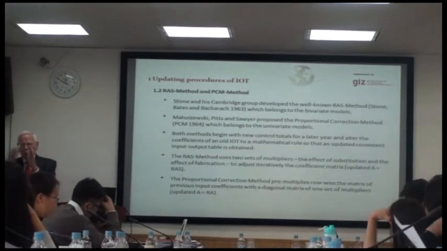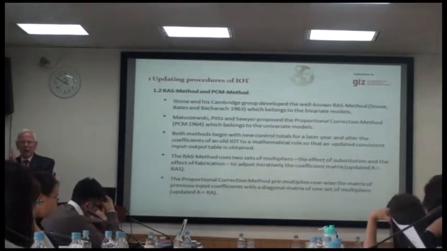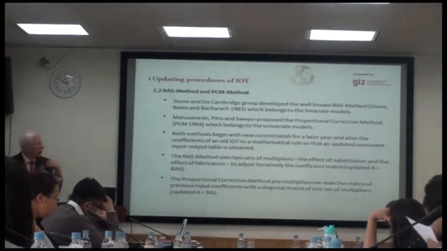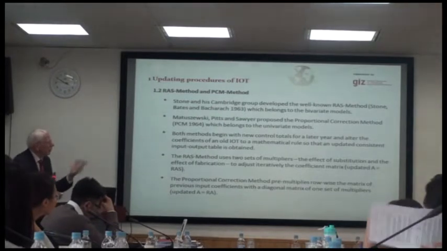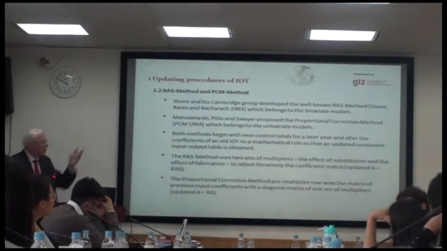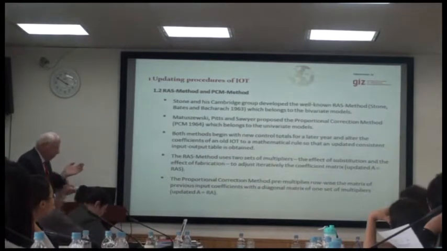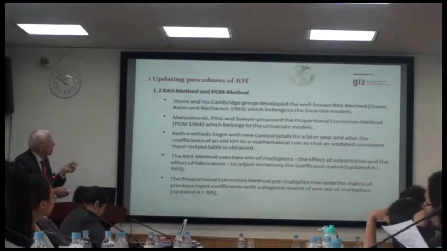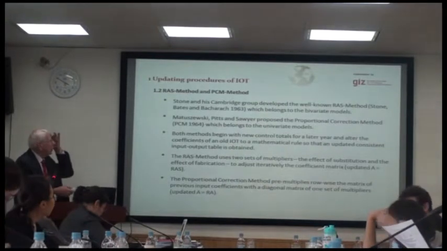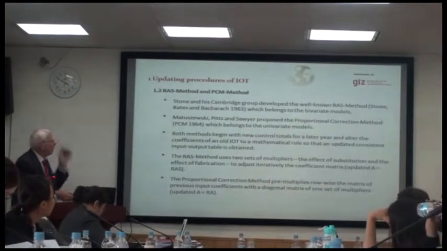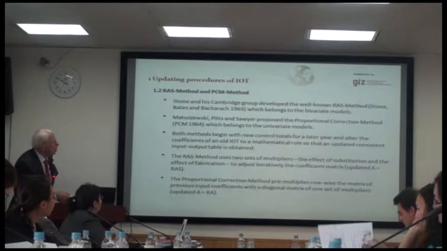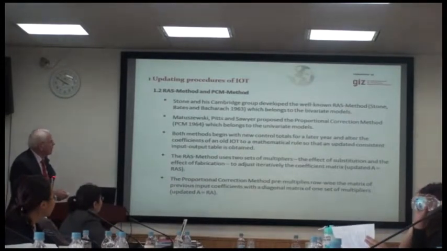So I think that is the minimum that you need. For the total output or for the total inputs, you need some new data. I think you need something against which you can make the consistency later on. So that must be given, maybe by the statistical office or by whom, I do not know, but it can also be derived. The control totals must already be available for a later year. And you alter the coefficients of an old IoT according to a mathematical rule so that an updated consistent IO table is obtained.